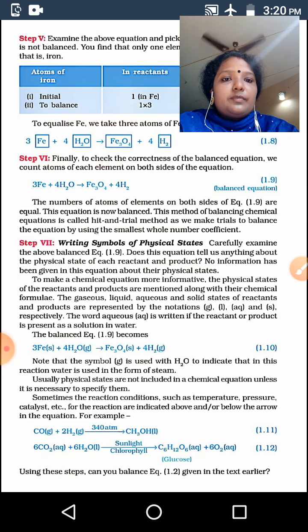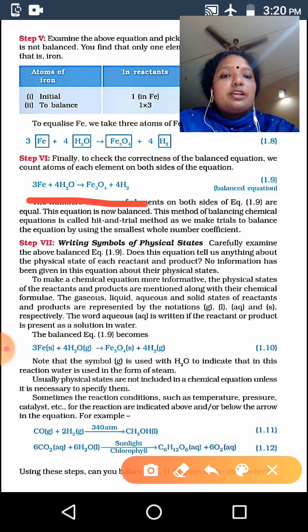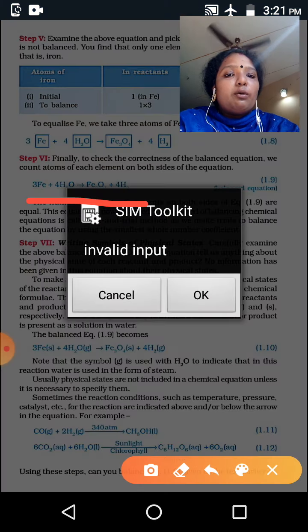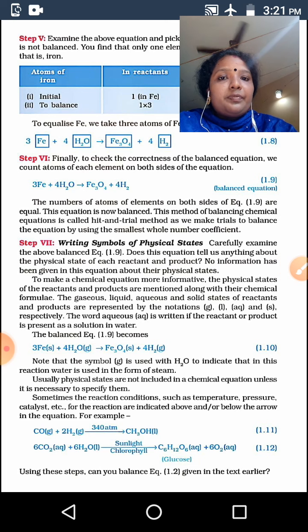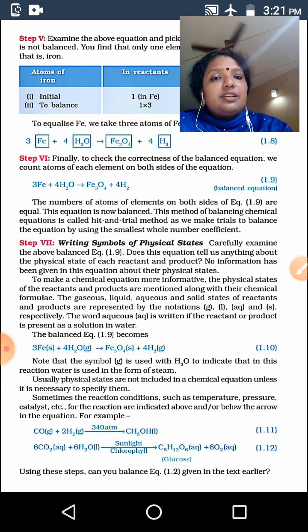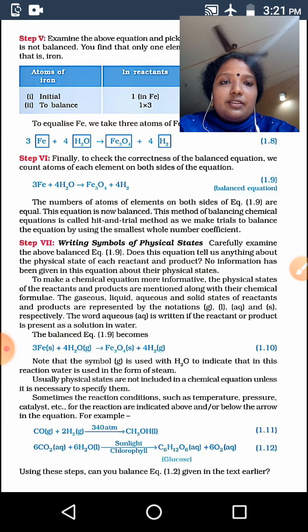The last step, all of you look at that. 3 Fe plus 4 H2O gives Fe3O4 plus 4 H2. Here in the reactant side Fe is 3 and in the product side Fe is also 3. The reactant side hydrogen is 8 and the product side is 8. The reactant side oxygen is 4 and in the product side is 4. Now the equation is balanced.